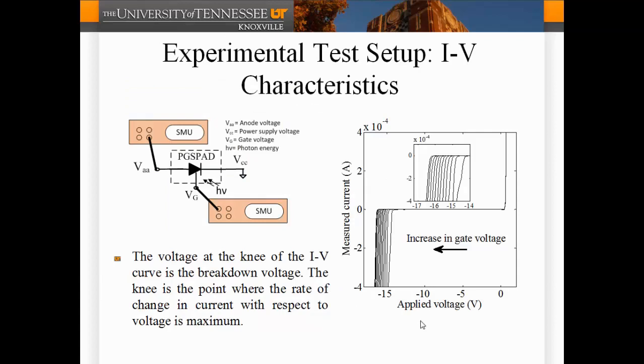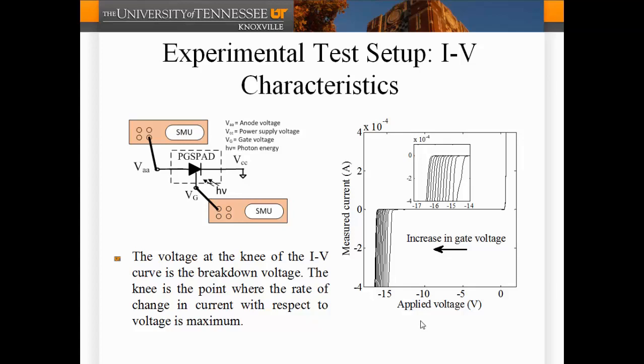So this is the test setup for the IV characteristic. For the test, we used two SMUs. The source measure units were Keithley 2400 source meters, and they were current limited to prevent damage to the devices. One SMU sweeps the voltage across the anode and cathode of this photodiode while sensing the current through it. And the second SMU provides the control voltage.